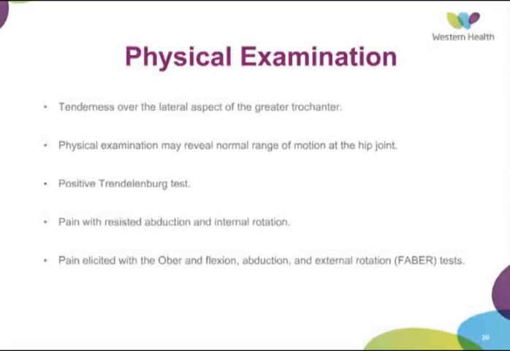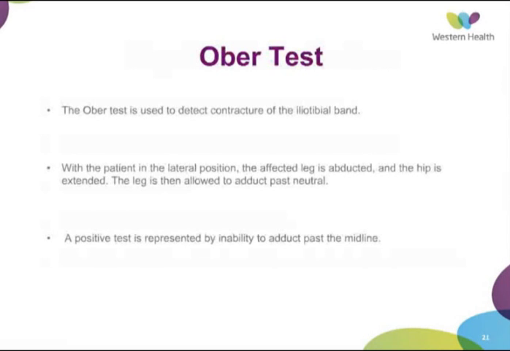In terms of the physical examination, they normally have tenderness over the lateral aspect of the greater trochanter. The range of motion of the hip in most cases may be normal. They will have a Trendelenburg sign. They will have pain with resisted abduction and internal rotation, and the Ober test and also the FABER test will be positive in these patients. Let's look at the Ober test.